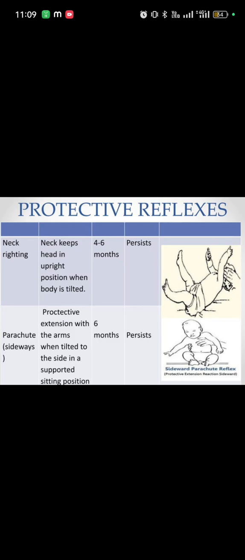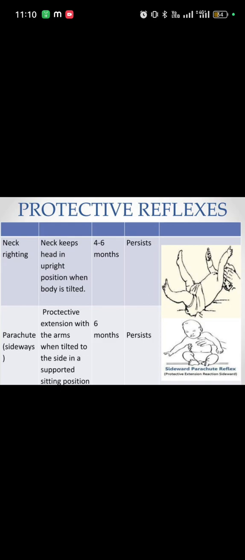Neck righting reflex. The neck righting reflex means when the baby's body is tilted, you can see the neck keeps an upright position. That is the neck righting reflex. It appears at 4 to 6 months and persists along with the child's age. Next, the parachute or sideways position.